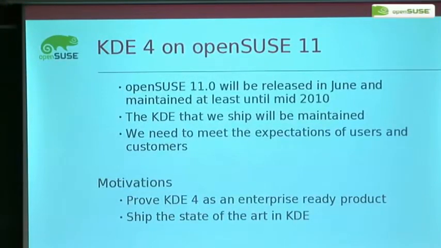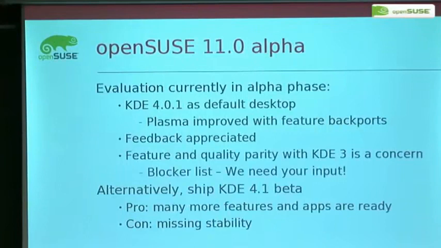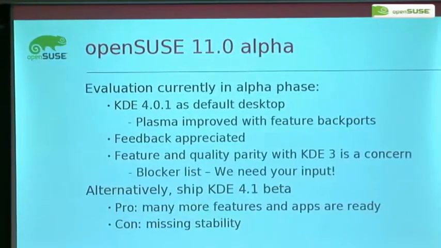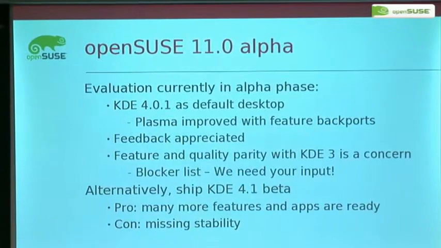Our main motivation is that we want to ship the state of the art in KDE, and we want to make sure that OpenSUSE is the primary KDE platform. So what we are doing right now is within the alpha phase of the 11.0 series, we ship the 4.0.2 version as soon as it is released, and we do a little bit of backports of applications that are currently only developed for KDE 4.1 and that are not a part of the KDE 4.0 release upstream. So we have, for example, backported improvements in Plasma, which are essential for the user to be able to use KDE as a primary desktop.